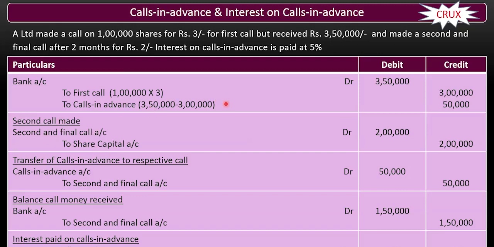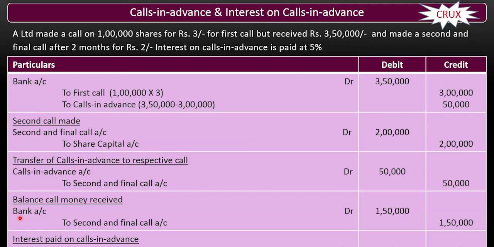It had become a liability. Now that we are utilizing that liability towards the second and final call, we have to decrease that liability. Therefore, a decrease in liability has to be debited. So debit calls in advance 50,000 to second and final call. We are apportioning that 50,000 towards the second and final call.